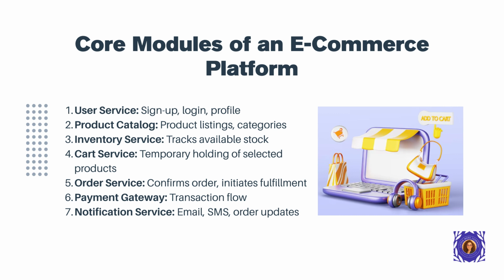The order service is where intent becomes commitment. It confirms orders and kicks off the entire fulfillment process. This is your single source of truth for what customers have actually purchased. Payment Gateway handles the money flow, integrating with Stripe, PayPal, or whatever payment processor you're using. Security and compliance are absolutely critical here. Finally, the notification service keeps everyone informed: order confirmations, shipping updates, promotional emails. It's the voice of your platform.